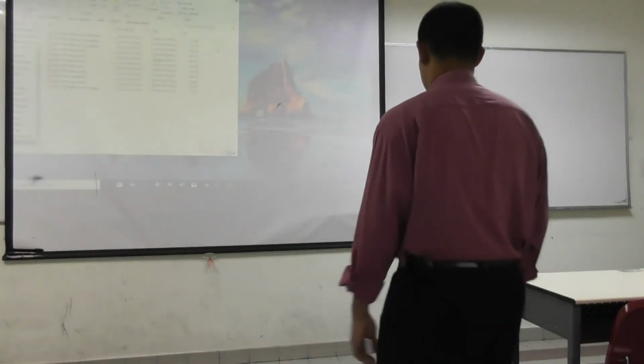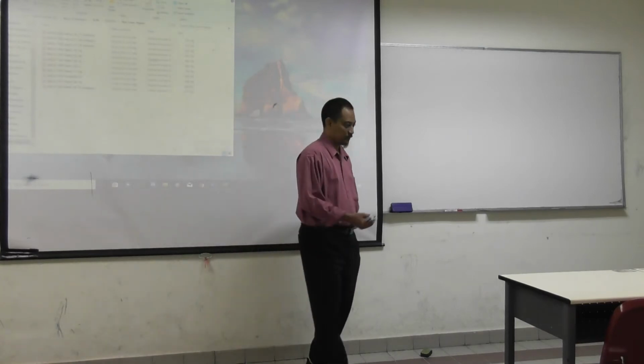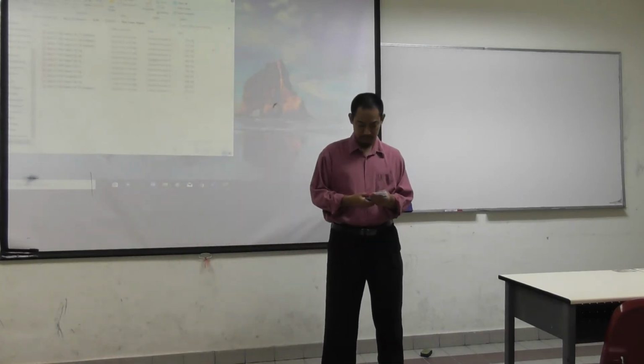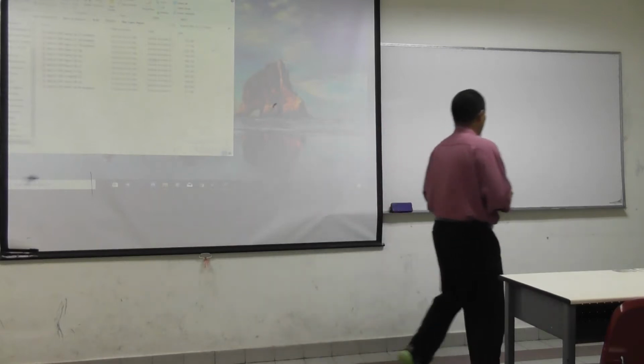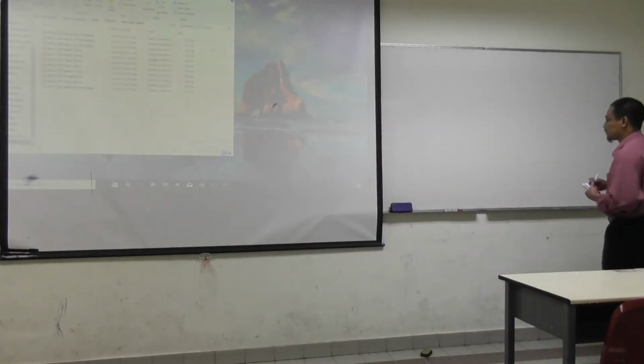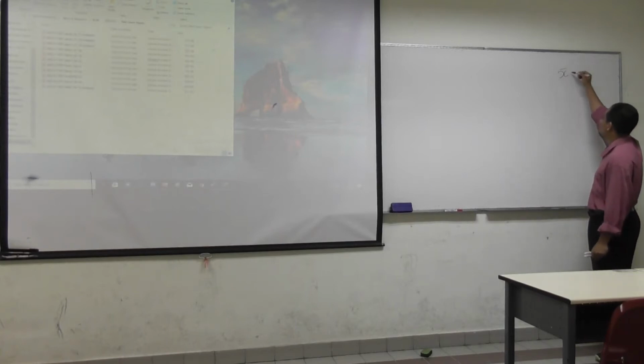So we have started chapter 9 in the last class, right? What is chapter 9 about? Centroid, center of mass, probability, right? Centroid. So do you still remember what is the equation that we have covered?